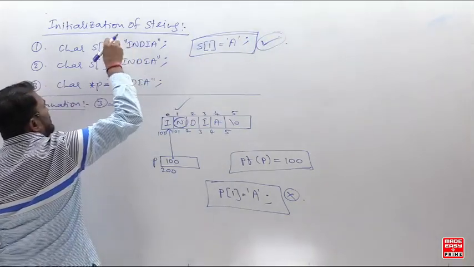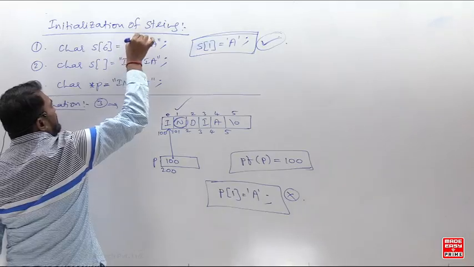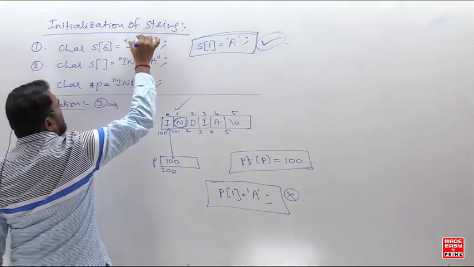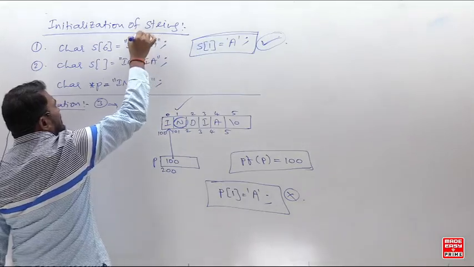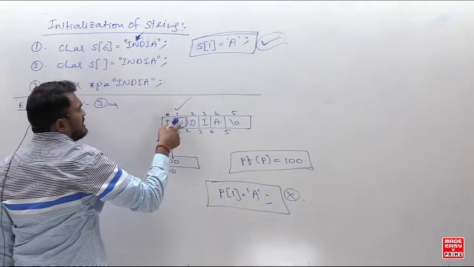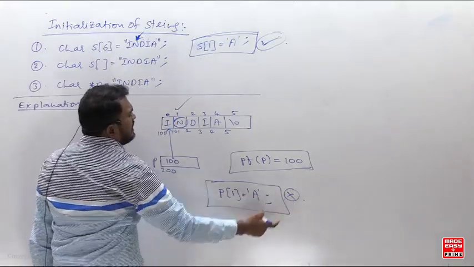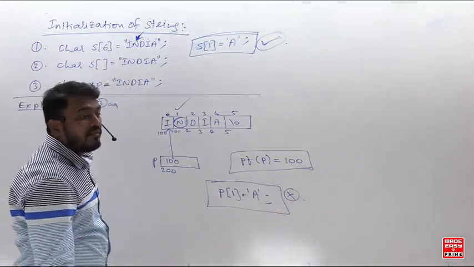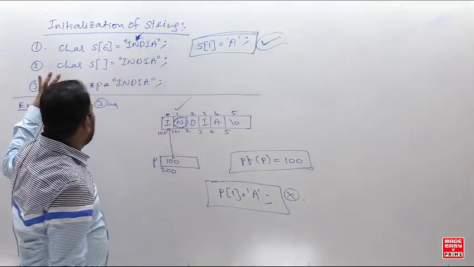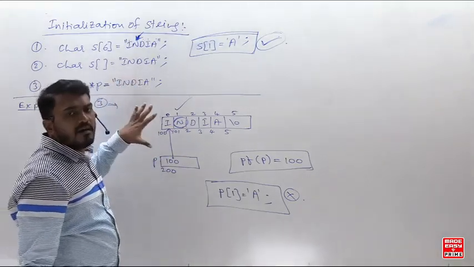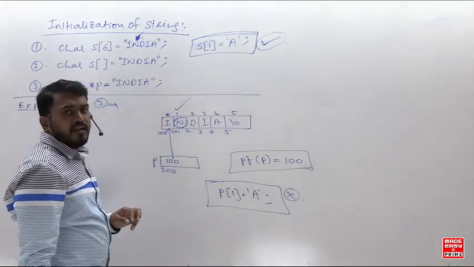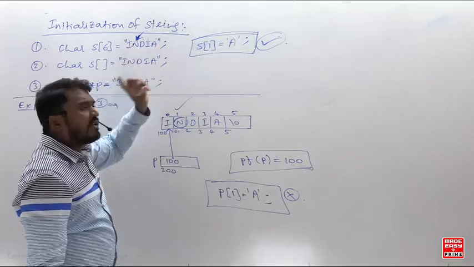This is S of 0, S of 1, S of 2, S of 3, 4. S of 1, this one I want to change. So is it possible? Yes, it is possible. If I say S of 1 equal to A, it is possible. But P of 1 equal to A is not allowed. Why? Because this kind of declaration is considered a string constant, and the contents of a string constant cannot be modified. But here it is modified, allowed? Yes, it is allowed. Is that clear?